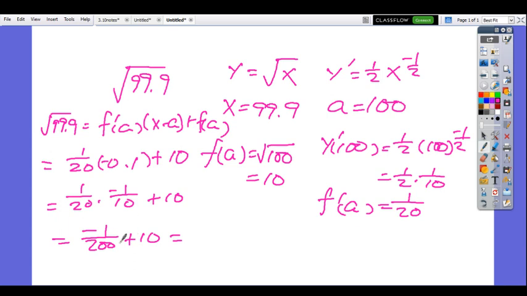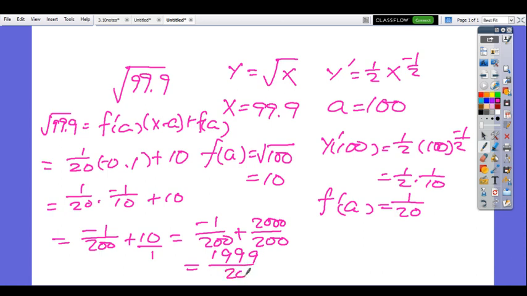Or you can just convert that to a decimal if you want to. So eventually, it's negative 1 over 200 plus, well, this one is 10 over 1. Convert that to 200 times 200 top and the bottom. So 2,000. So eventually it's going to be 1,999 over 200. Okay.